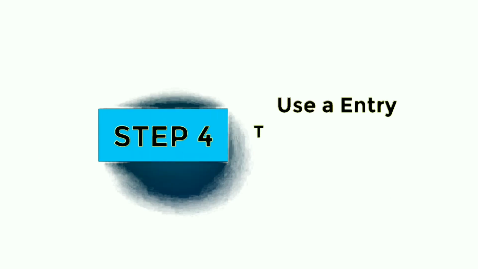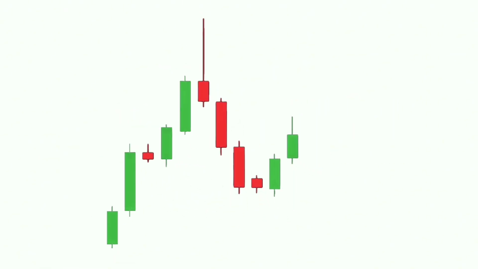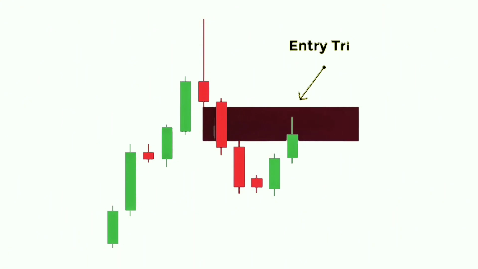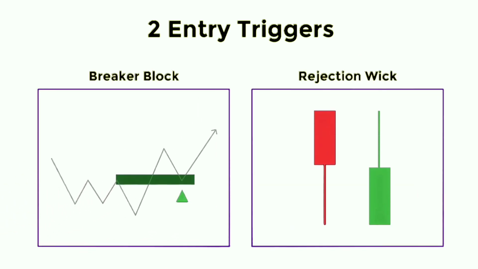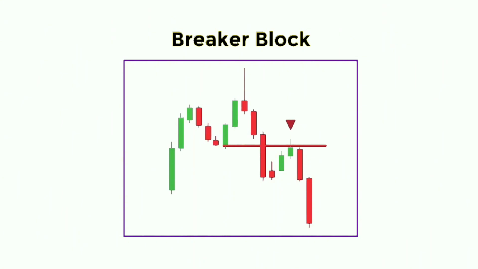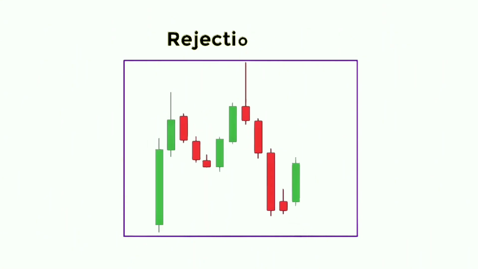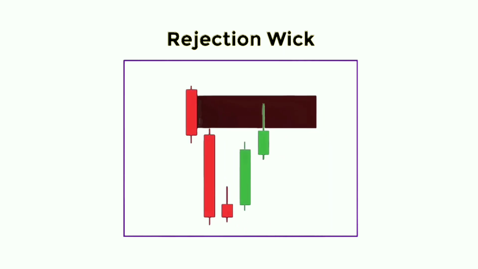Step number 4, use a trigger to enter with precision. Now that you've found your fair value gap, you still need a trigger, something that tells you the market is ready. 2 of the best smart money triggers are the breaker block and the rejection wick. A breaker block is where price retests a failed order block and shows rejection. A rejection wick is when price taps into the fair value gap and instantly gets rejected, leaving a long wick.